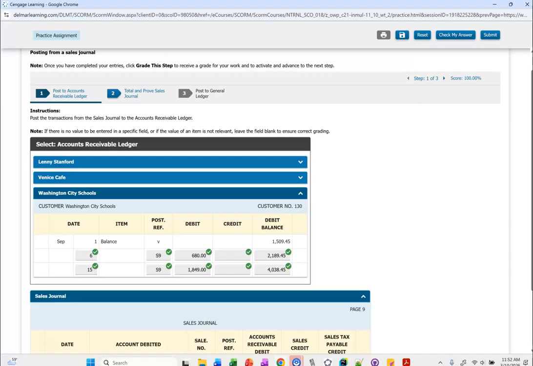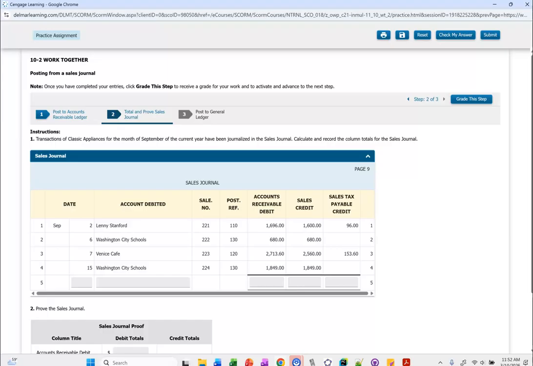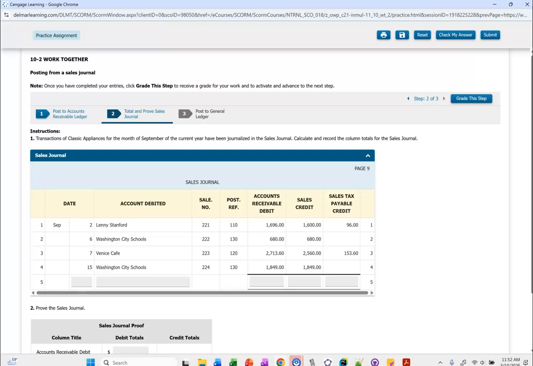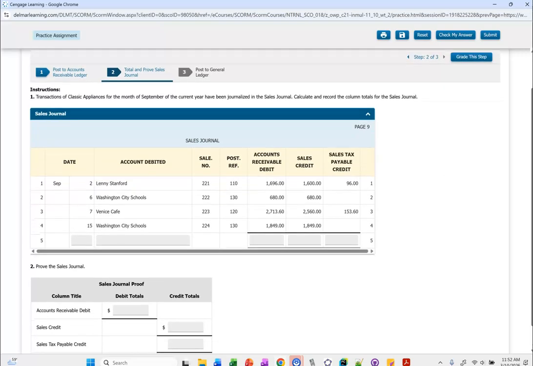Everybody happy? So far, so good? Too fast, or are we going okay? Good. All right. So the next step is going to be total and prove the sales journal. September has how many days in it? Is it 30 or 31? We got to check because we don't want to get it wrong. It's 30 days in September? Okay.